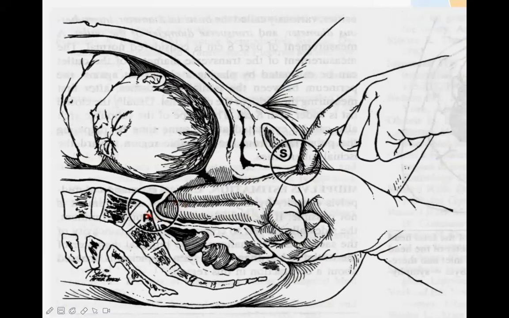Now see here, this P is the sacral promontory. The finger is touching that now, and on the other side, this is S. This is called the symphysis pubis joint, so the lower border of the symphysis pubis. This diameter is the diagonal conjugate. It is around 12.5 centimeter, and that is normal.